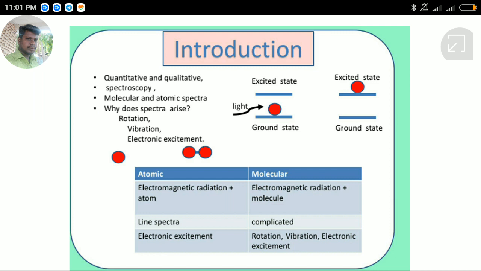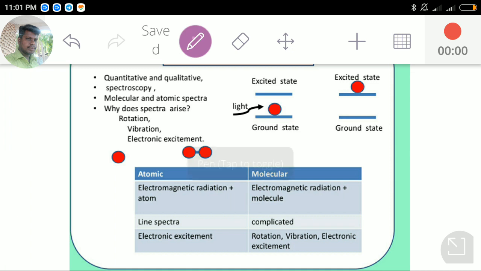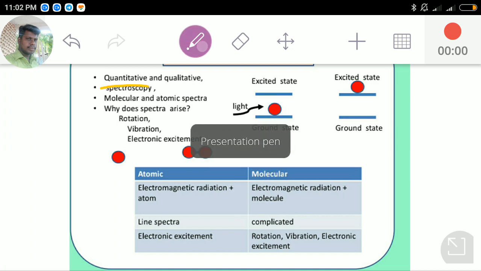Spectroscopy falls under the instrumentation technique. So, what is spectroscopy? Spectroscopy is a branch of science, the study of interaction between light and materials, atoms or molecules. If the light falls on an atom and produces a spectrum, that is called atomic spectra. If it falls on a molecule and produces a spectrum, that is called molecular spectra.